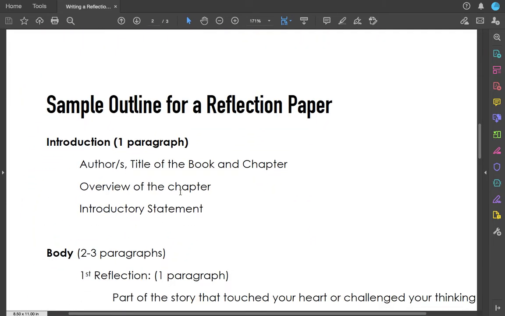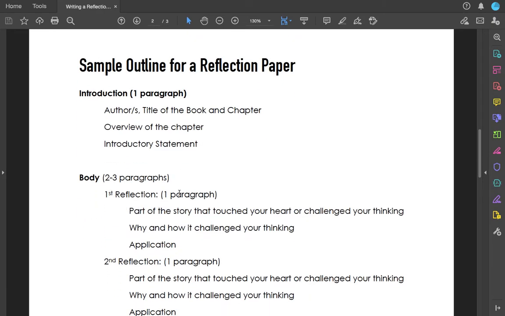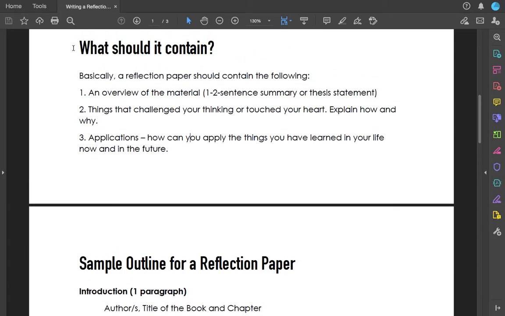Okay, now let me show you the sample outline for a reflection paper. This is a sample outline because every professor would have a different preference when it comes to writing a reflection paper. So sometimes they would give you the outline that you need to follow, okay? And you have to follow that. Sometimes they would not give you any outline at all. So you can use this, or you can also improvise your own outline, because the most important thing is that you have these three things.